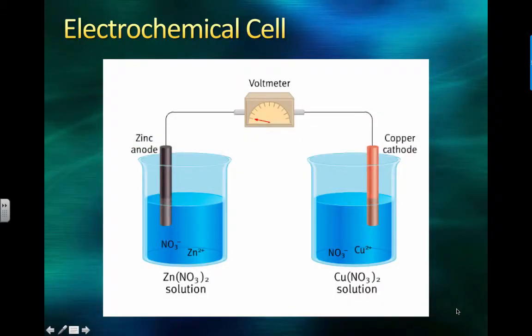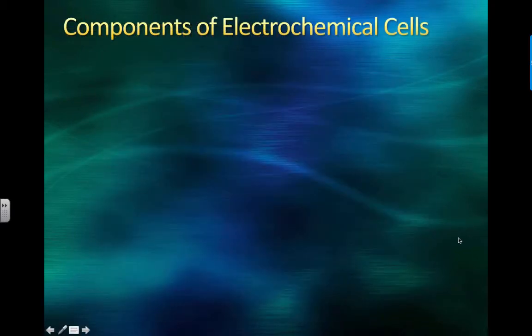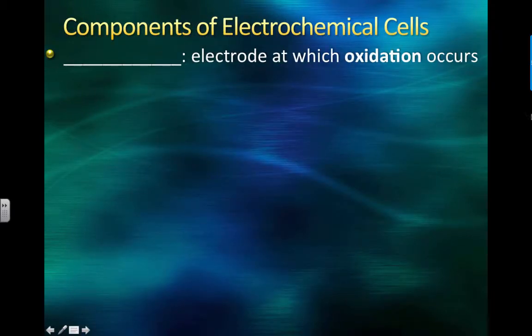So batteries basically consist of two electrodes, an anode and a cathode, a place where reduction occurs and a place where oxidation takes place. The electrons that flow from one element to the other flow through the wire, and the voltmeter is measuring how much voltage is generated as the electrons flow. So let's review.